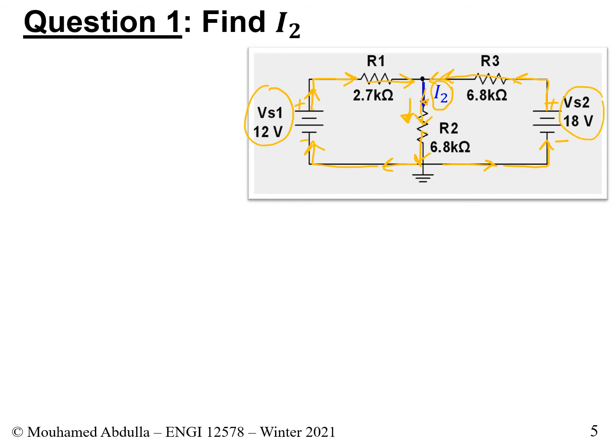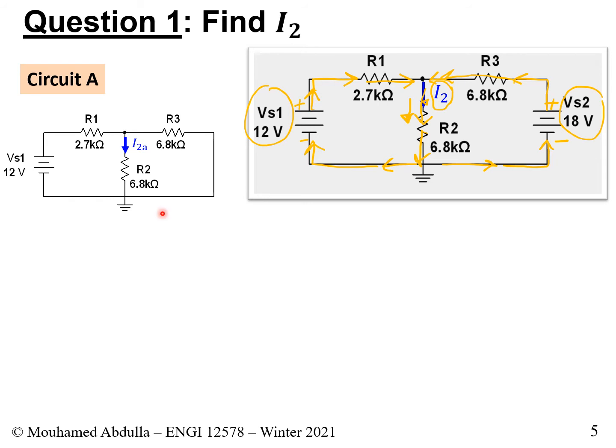So in order to do this, let's consider circuit A. And this is our circuit A. If you notice, we keep the source and we get rid of the other source, the second source. And when we get rid of the other source, we essentially just put a short circuit in here. And this is how the other source is gone. At this point, we want to find this I2A.